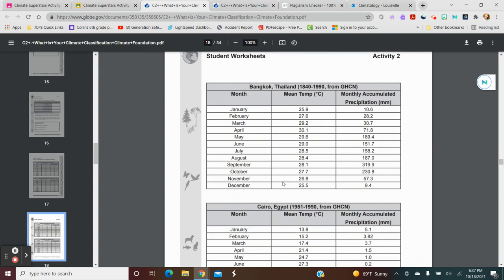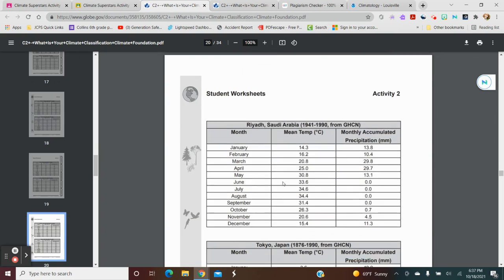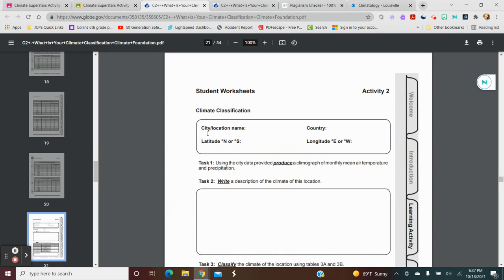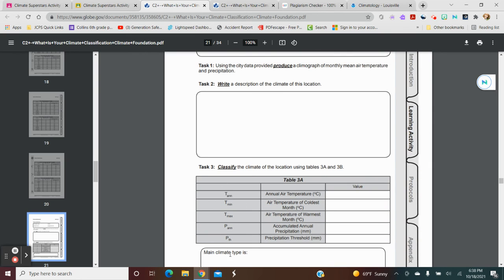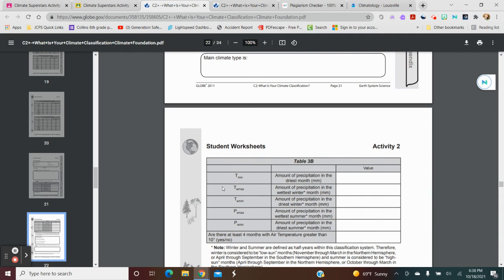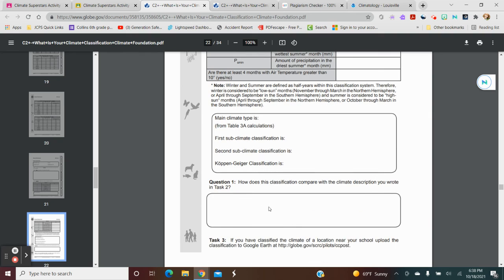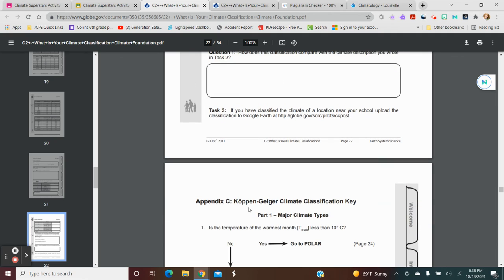So here it has some other information. Here's some worksheets. And then you're going to have your climate classification. So first you would put Louisville, Kentucky. Your latitude is blah, blah, blah, north. Longitude is blah, blah, blah, probably west. Okay, task. Using the city data provided, produce the monthly mean temperature, and then write a description of the climate for this location. Classify it. Here's your information. You go through all of this that you just kind of went through, and then there's your answer. That's what you should be telling us.